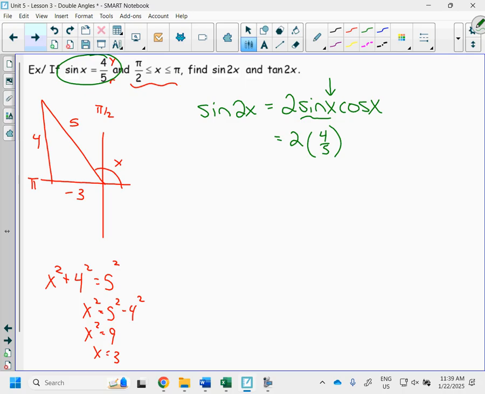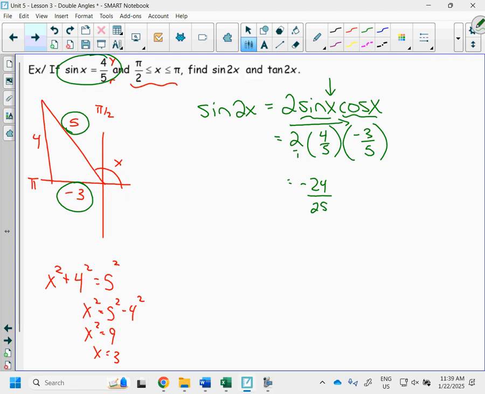I can do the same with cos x, except they didn't tell me what it was in the question. But in my diagram here, here's my x value and my r value. So I can say x over r, and that's what its ratio is worth. I don't actually need to know the angles to know what the ratio is worth. Okay, fractions will go straight across, so 2 times 4 times negative 3 is negative 24, and on the bottom, 25. That's the value of sine 2x.